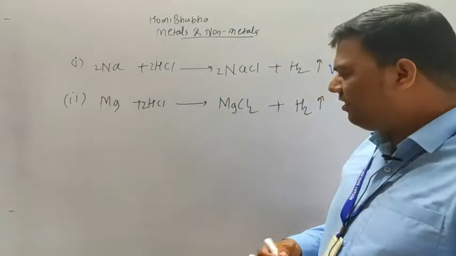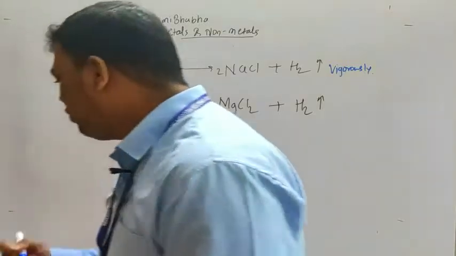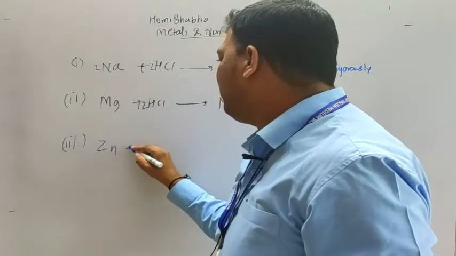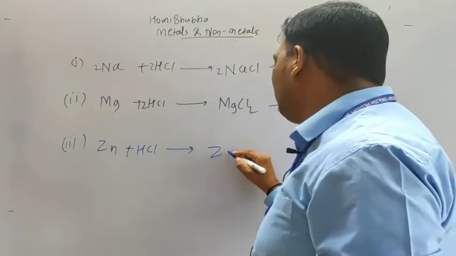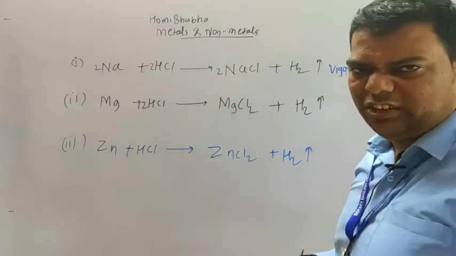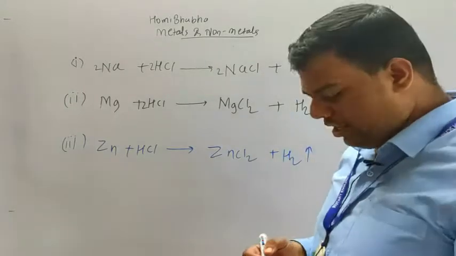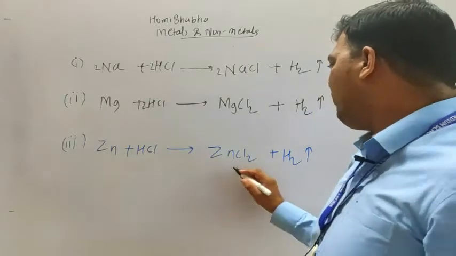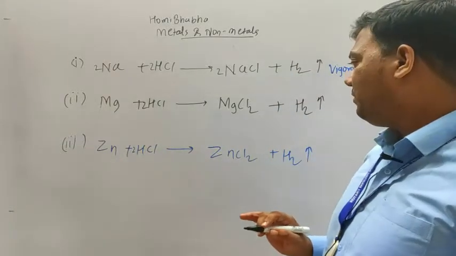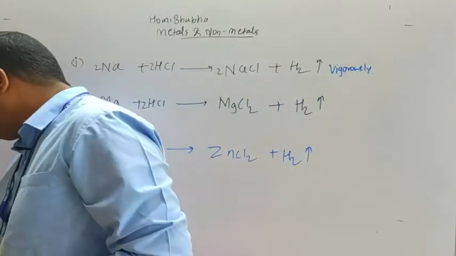Suppose you are thinking about the reaction of zinc with HCl, the third one. Zinc plus HCl, what will you get? ZnCl2 plus H2. Very, very less vigorously, or we can say less violently, the hydrogen gas will evolve. See here, 1 Zn, 1 Zn, 2 Cl, here also 2. Then two hydrogens are there. So our reaction is balanced.